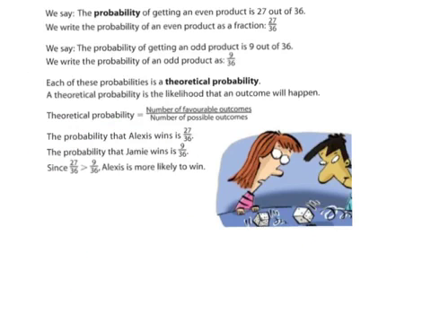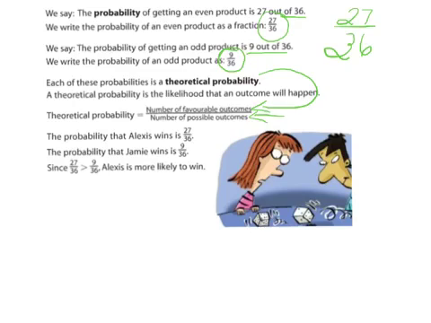When we discuss probability, we make it into a fraction. In theoretical probability, it's always the number of favorable outcomes, so what you want. So in this case, it was even. So there's 27 even possible out of the total number of possible outcomes. In total, there were 36 different numbers we could get. That's our bottom number. The probability of getting an odd number was 9 out of 36.